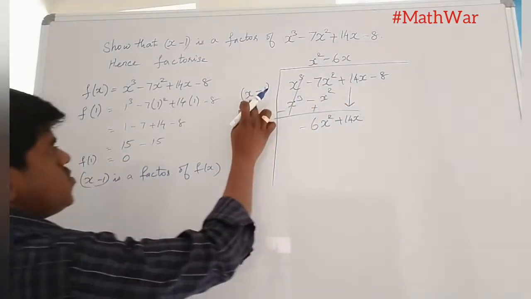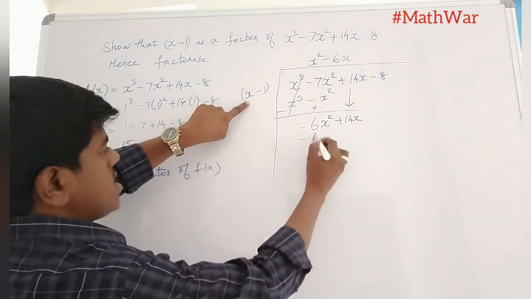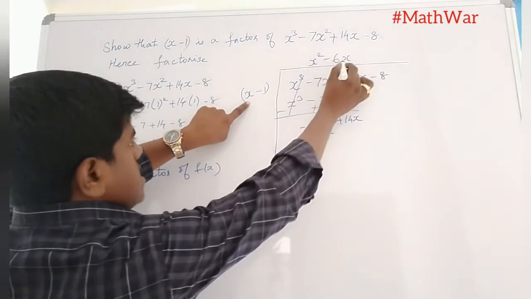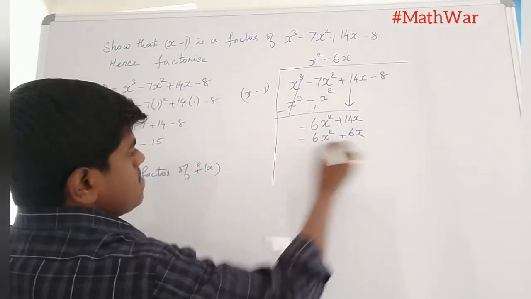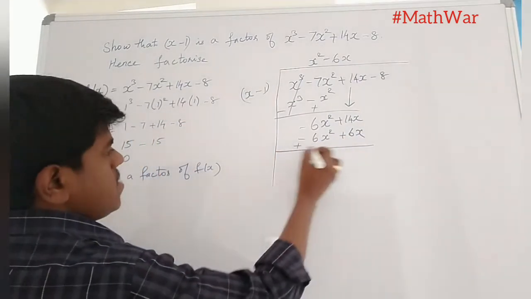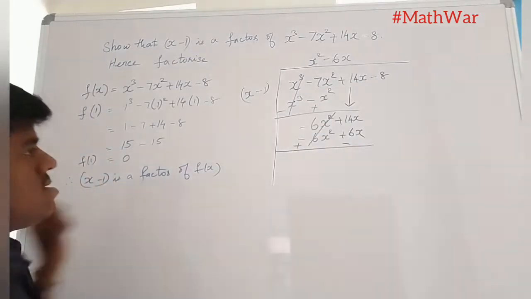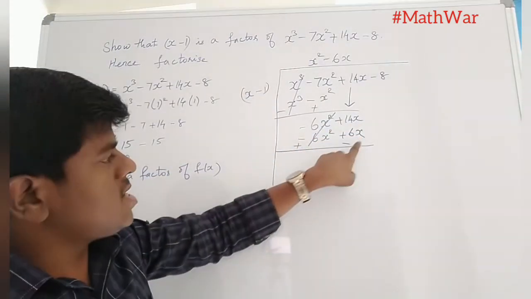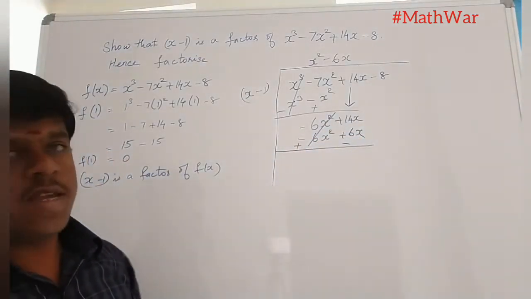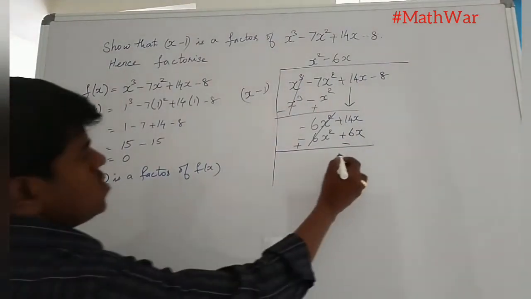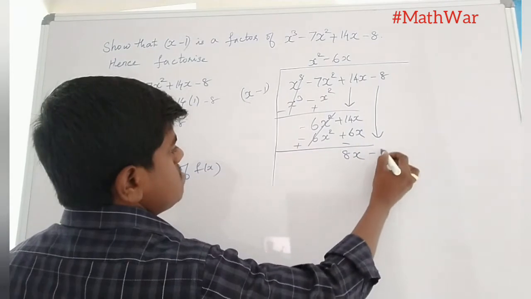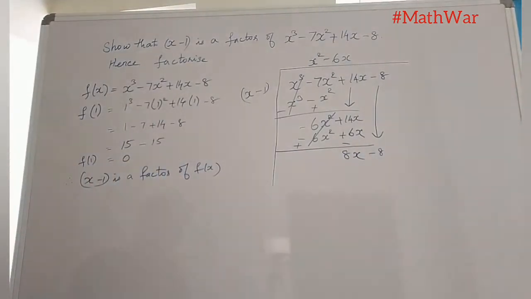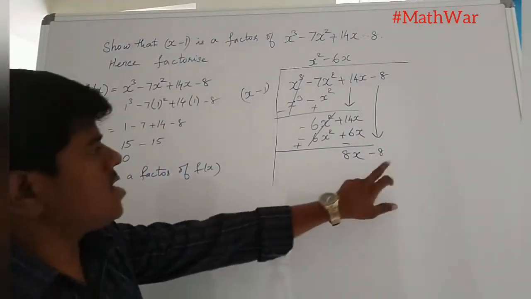Minus 6x into x is nothing but minus 6x square. Again minus 6x into minus 1 is nothing but plus 6x. Now change the sign, plus and minus, this will get cancelled. 14x minus 6x, you will get 8x. Next one you want to bring it down, it is minus 8. So 14x minus 6x is 8x minus 8.